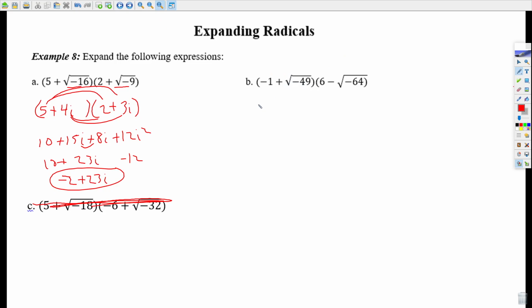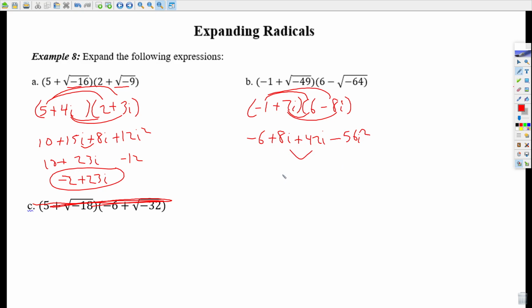So this one you can rewrite. We have negative 1 plus the square root of negative 49 would be 7i. And then the square root of negative 64 is 8i. Now we'll distribute. Negative 1 goes to both. That'd be negative 6. Negative 1 and negative 8 is positive 8i. And then we do the 7i to both of these. That would be 42i. And 7i times negative 8i, which is negative 56i squared.